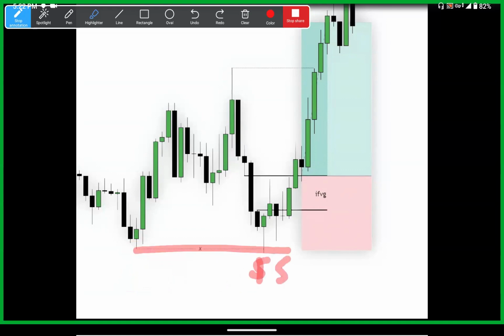Hope you see that sweep. I told you a sweep is when a candle wicks that, then it closes back into the range. You get? So that is a sweep. A run is when a candle closes below that point. You get? That is a liquidity run.